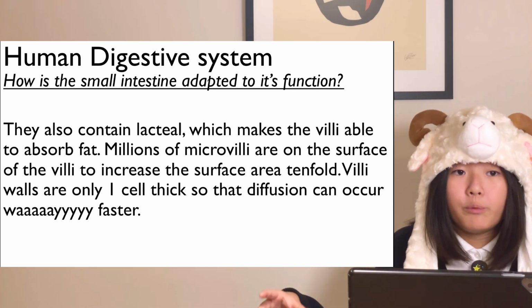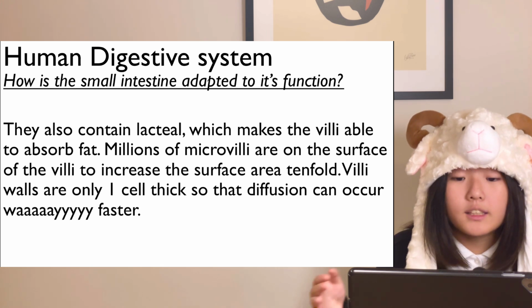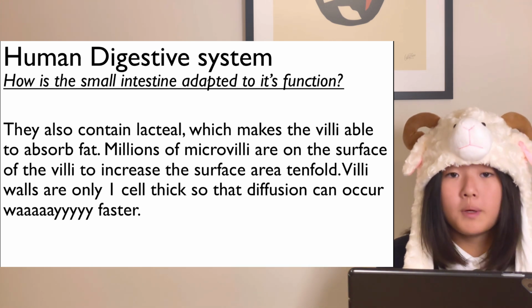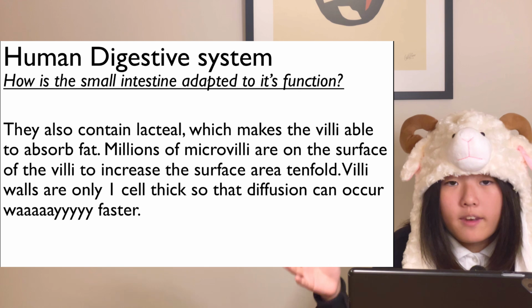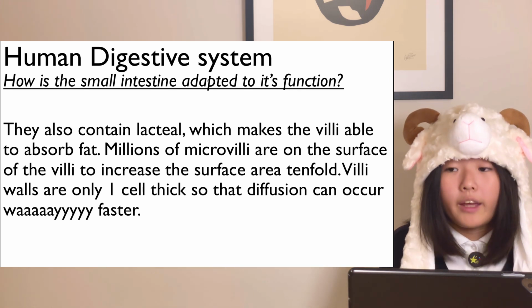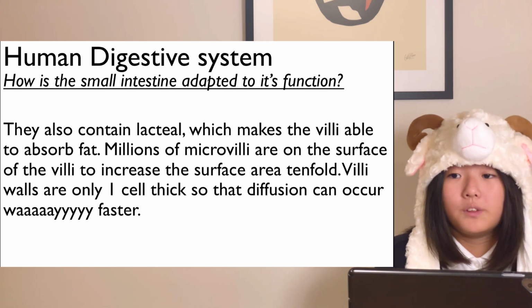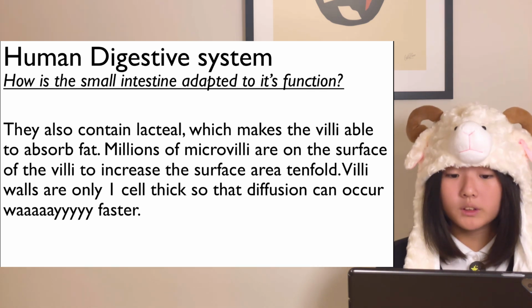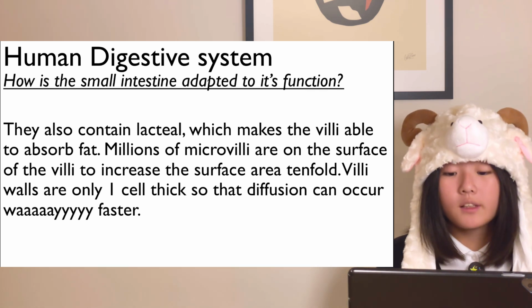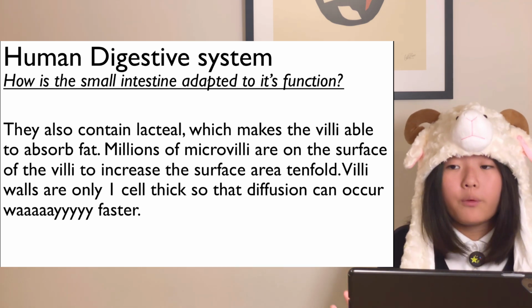So your small intestine, which is already really long, has lots of villi, which make it even longer, and then microvilli on the villi to make it even longer. That's a lot of surface area. Villi walls are only 1 cell thick, so that diffusion can occur way quicker.